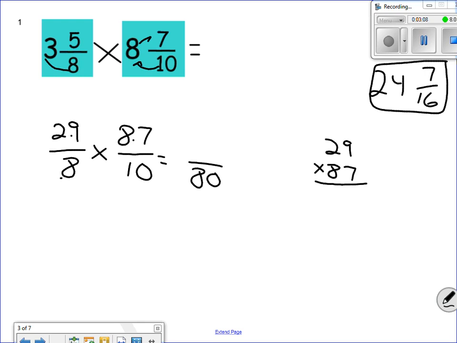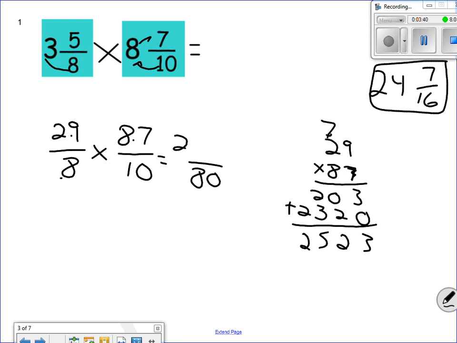You're going to need a lot of scratch paper tomorrow in class. 9 times 7, we have 63. 2 times 7 is 14, plus 6 is 20. Erase this top number. Cross off the 7, place value holder. 8 times 9, we have a 72. 8 times 2 is 16, plus 7 gives me 23. 2,523 is my numerator.